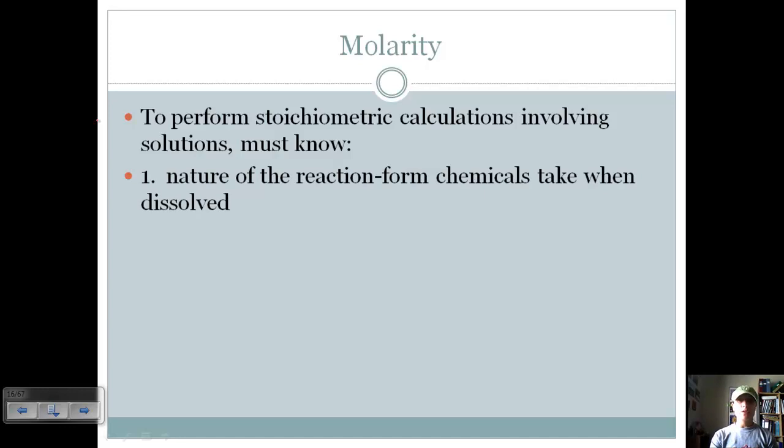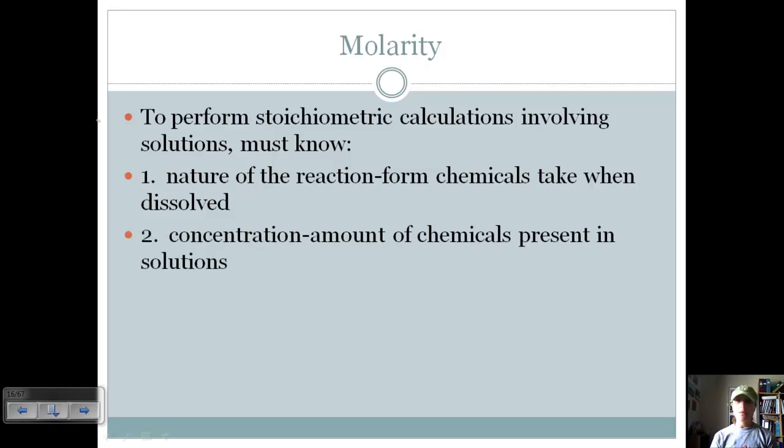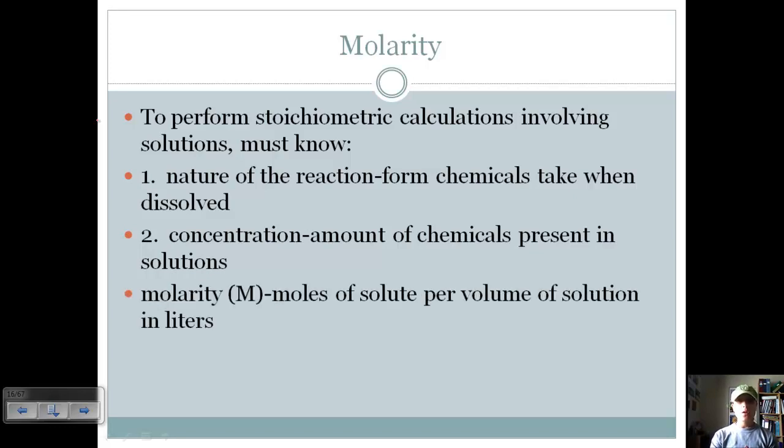First, we need to know the nature of the reaction. So what form do the chemicals take when they are dissolved? Soluble, insoluble, what's going to happen. Second thing we need to know is concentration. We need to know the amount of chemicals present in the solutions. And third, we need to know molarity. This relates to concentration. This gives us a value for concentration.